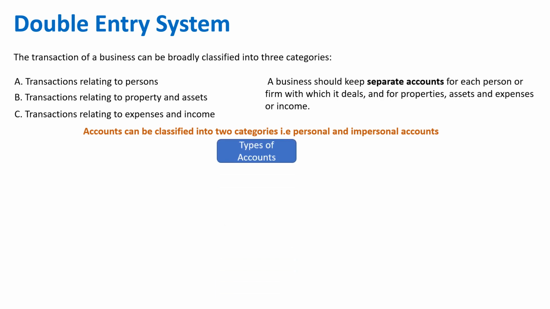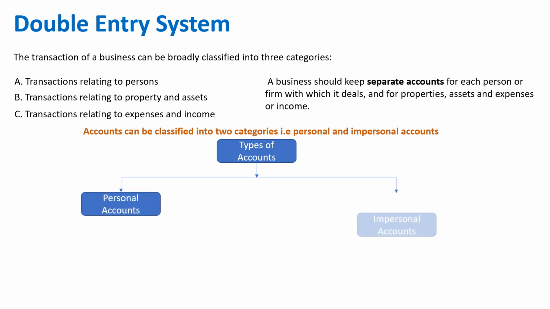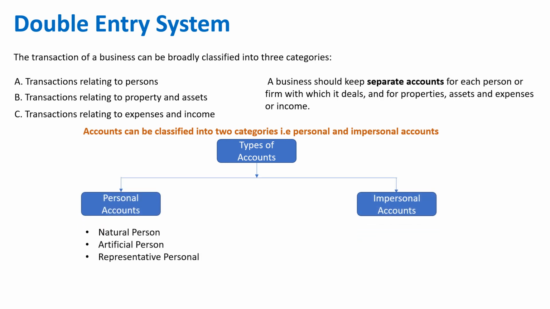So let's see what the different types of accounts are and the different categories under them. Here we have personal accounts and impersonal accounts, and under personal there are three categories: natural person, artificial person, and representative personal. Under impersonal you have real accounts, tangible and intangible, and nominal.